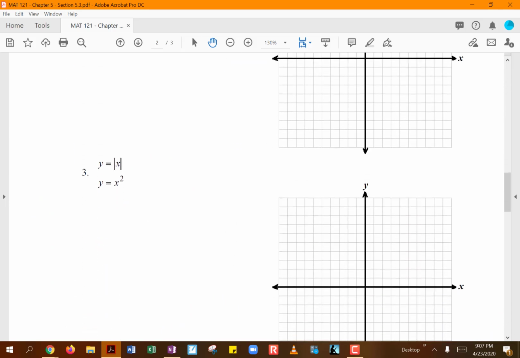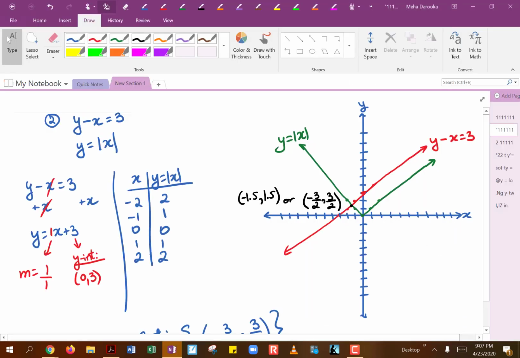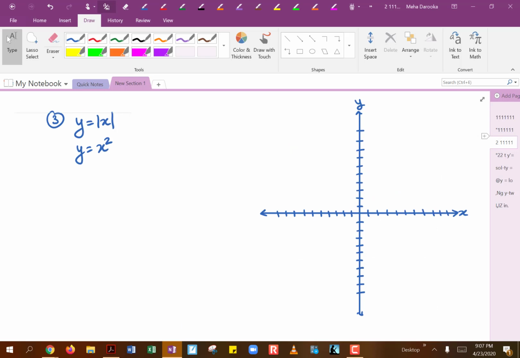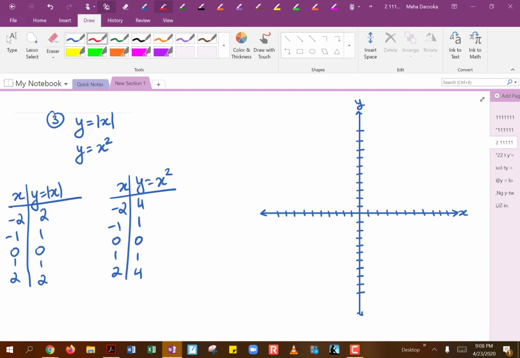Okay. All right, we've got one more graphing example over here, and we are given y equals absolute value of x and y equals x squared. So let's go ahead and graph these two functions. For both of these, we can do a table. We just did this table for absolute value, so these will all become positive, and then let's do another table for y equals x squared, which is what we did in the first example. So these will be 4, 1, 0, 1, and 4. So let's go ahead and graph these guys.